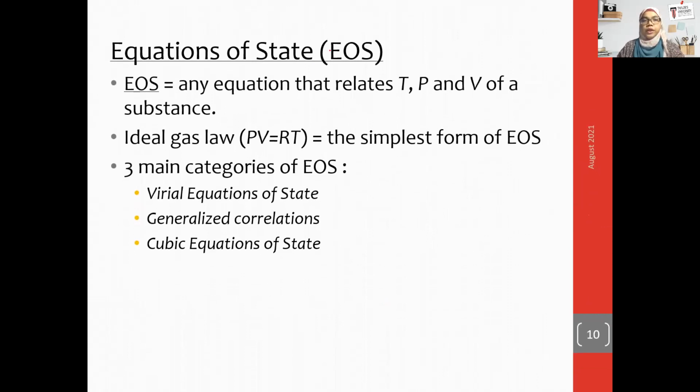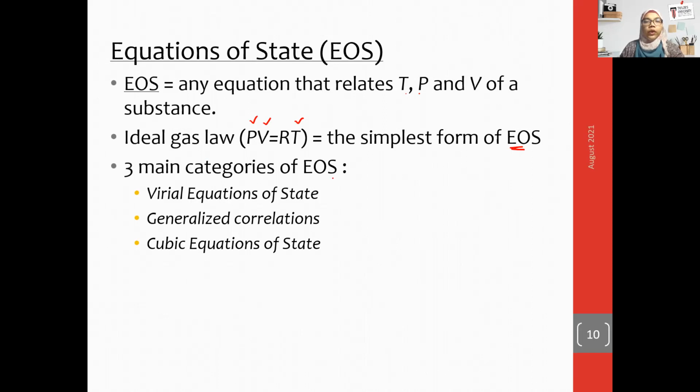Next we move to the equation of state. Since we previously talked about the TPV relation, any equation that relates the TPV of a substance is known as an equation of state. The simplest form of equation of state is the ideal gas law. We know that PV equal to RT, the relation between P, V, and T, is known as an equation of state as well.